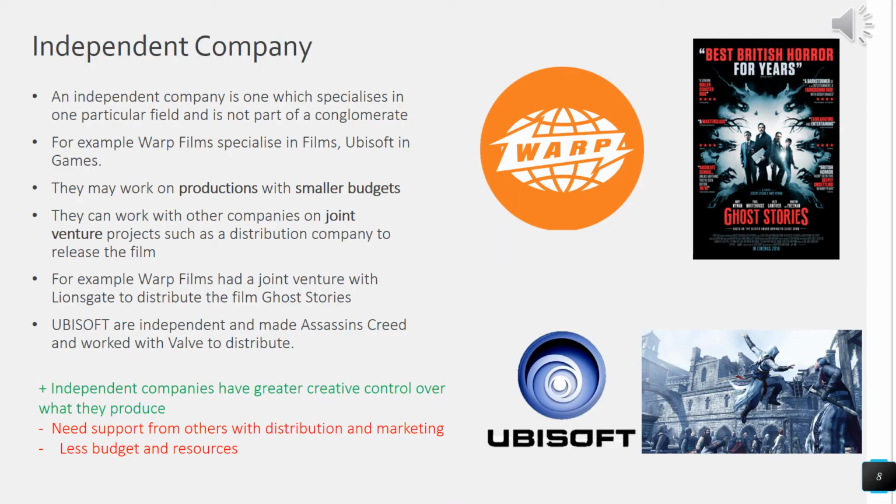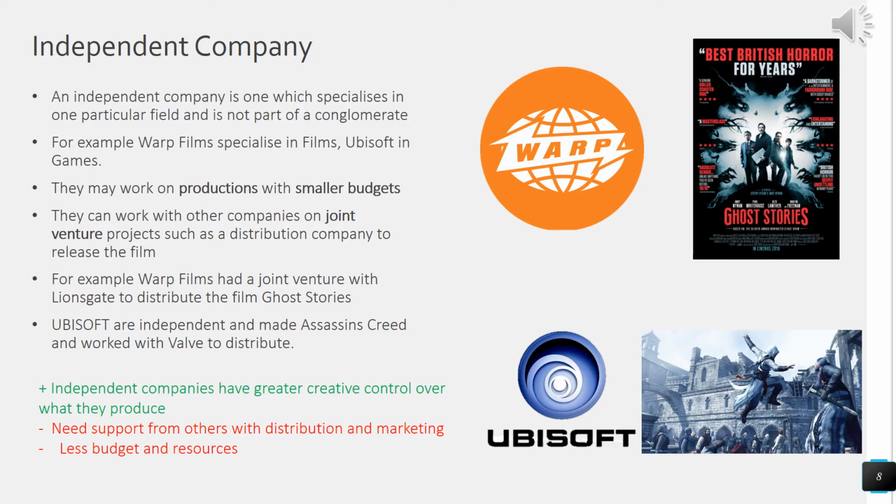So let's look at independent companies now. Now, an independent company is one that is not part of a conglomerate. They usually specialize in one particular area. So, for example, Warp Films specialize in just films. Ubisoft specialize just in games. Okay, they often work on productions with smaller budgets, so they haven't got all the resources that a conglomerate will have.